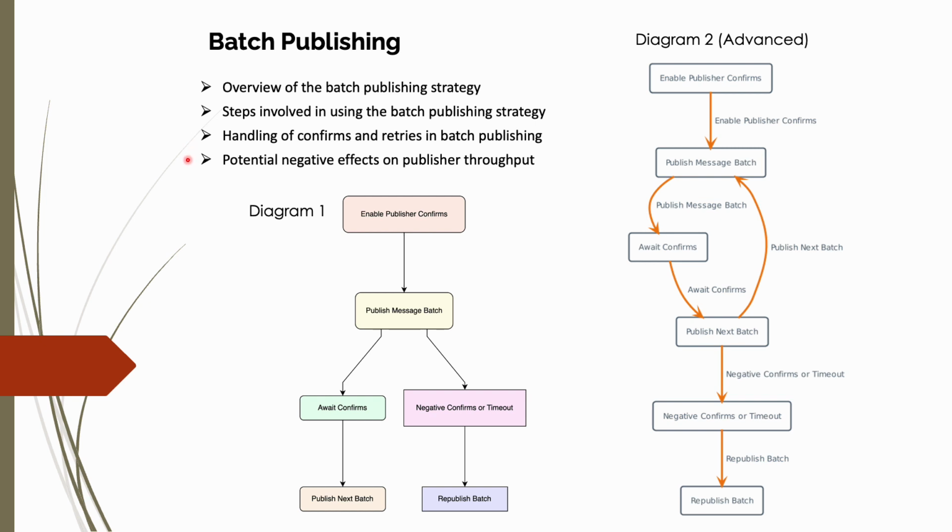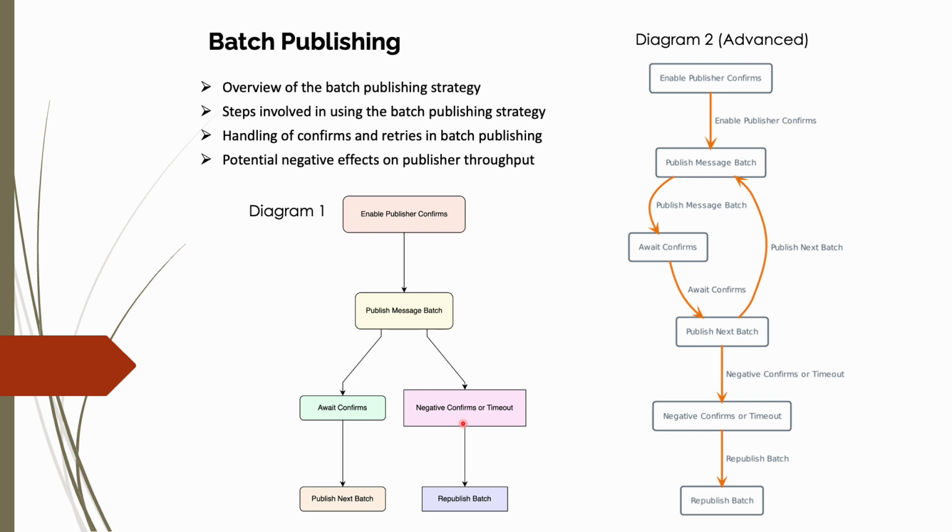Potential negative effects on publisher throughput. It is important to note that waiting for confirms can have negative effects on publisher throughput. The time spent waiting for confirms introduces additional latency and can impact the overall speed at which messages are published. However, the impact on throughput is generally mitigated by increasing the batch size. Larger batches result in smaller relative effects on publisher throughput.